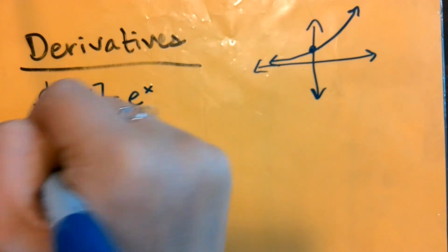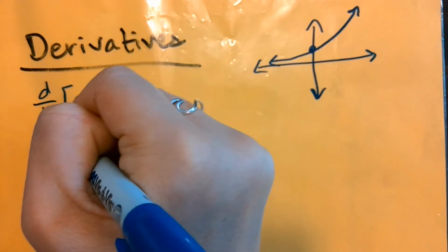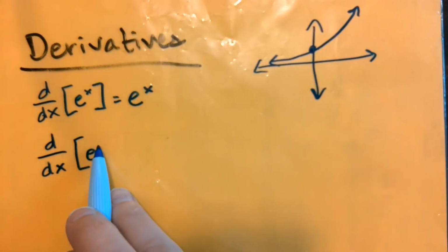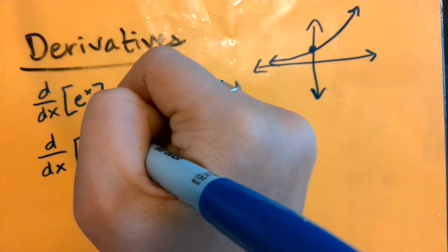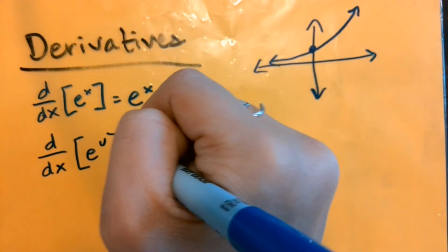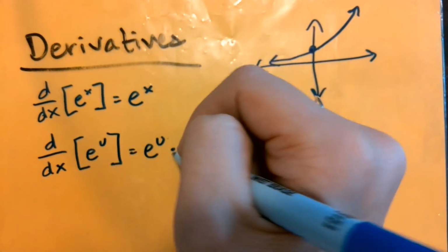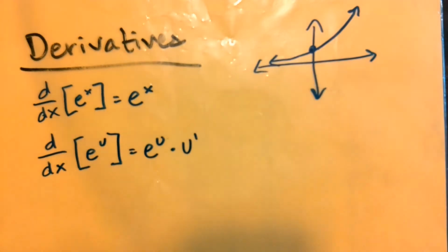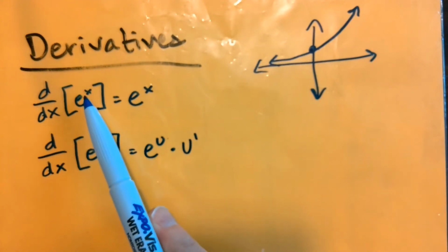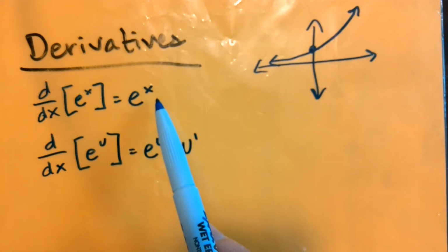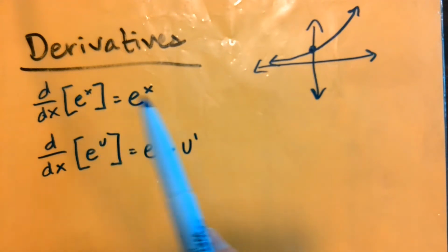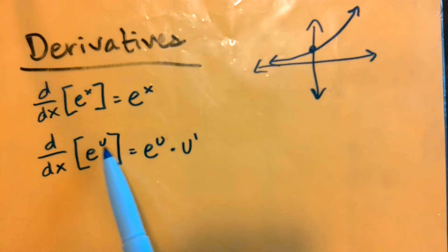However, just like logs, if I have a base of e, but my exponent is more complicated, so I'm going to go ahead and say e to the u, then I'm still going to have e to the u for my derivative, but I'm going to have to multiply it by the derivative of u, so times u prime. So it's kind of that chain rule coming into effect, where here I had e to the x and then technically times the derivative of x, but that's just 1. Whereas if I have an exponent that's not just x, I do have to go ahead and multiply by the derivative.